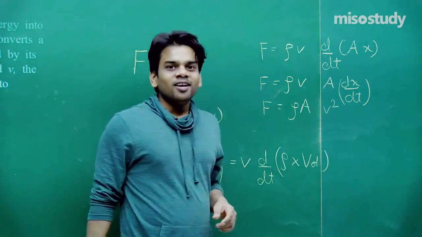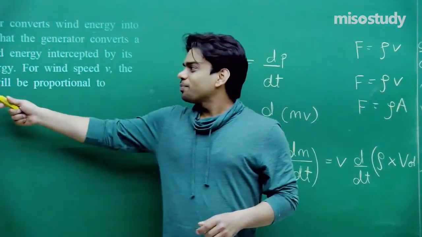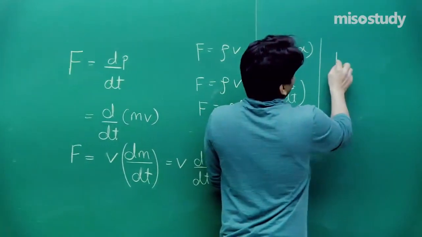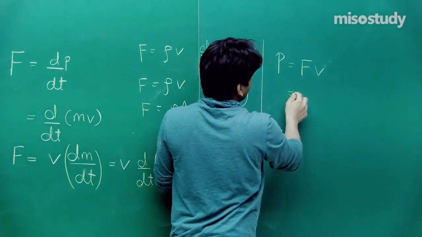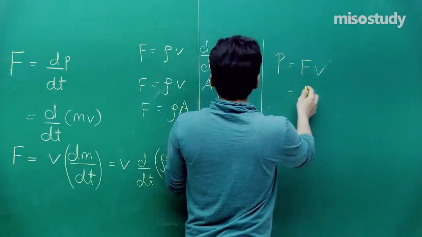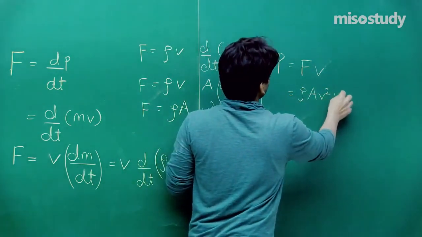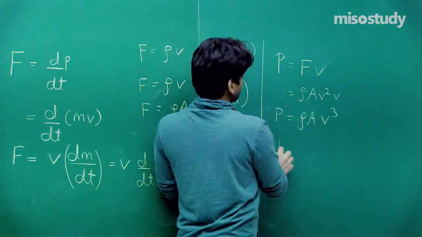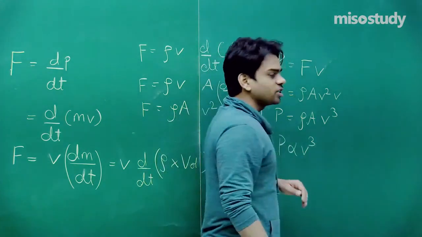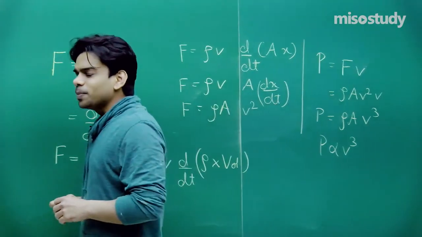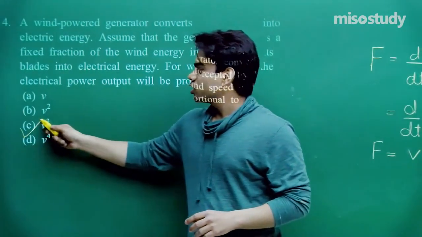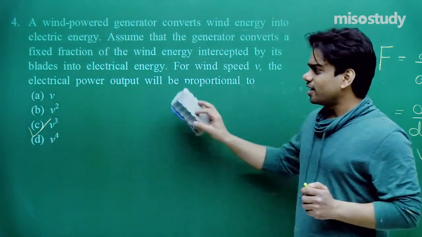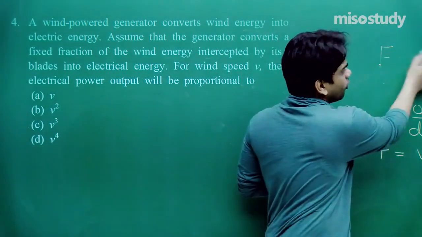It's asking for wind speed V, the electric power output will be proportional to what. Power we need to talk about. Power is equal to force into speed or velocity, the dot product of force and velocity. It will turn out to be rho A V square into V. So rho A V cube. We are concerned about how power is related to speed, so that is proportional to the cubic function of speed or velocity. So let's see the options. Option number C matches our right response, that is V cube. This is how you have to approach. With practice, you will understand how to solve such questions for your preparation.